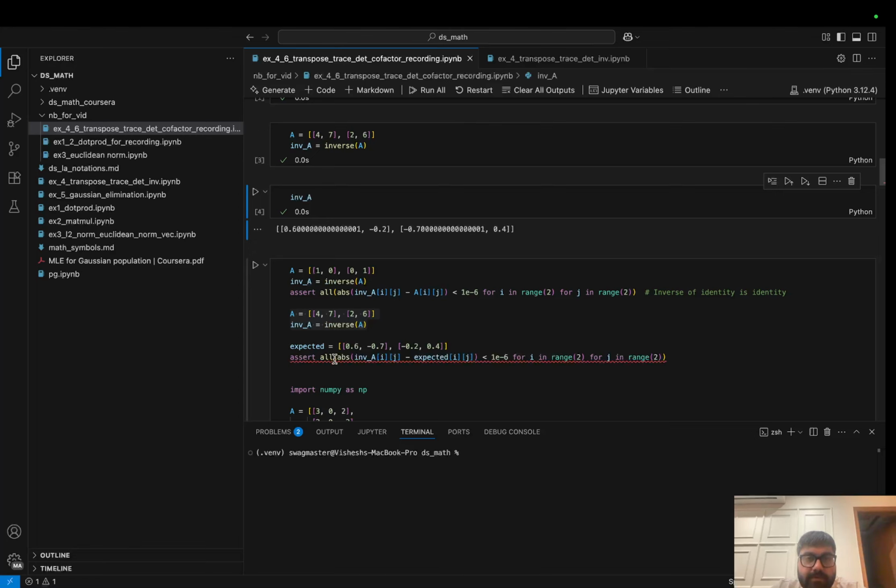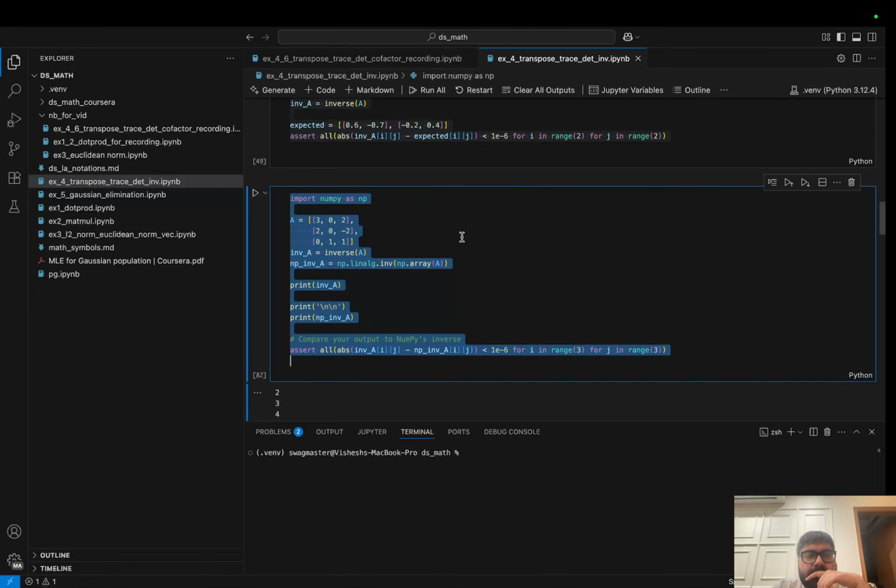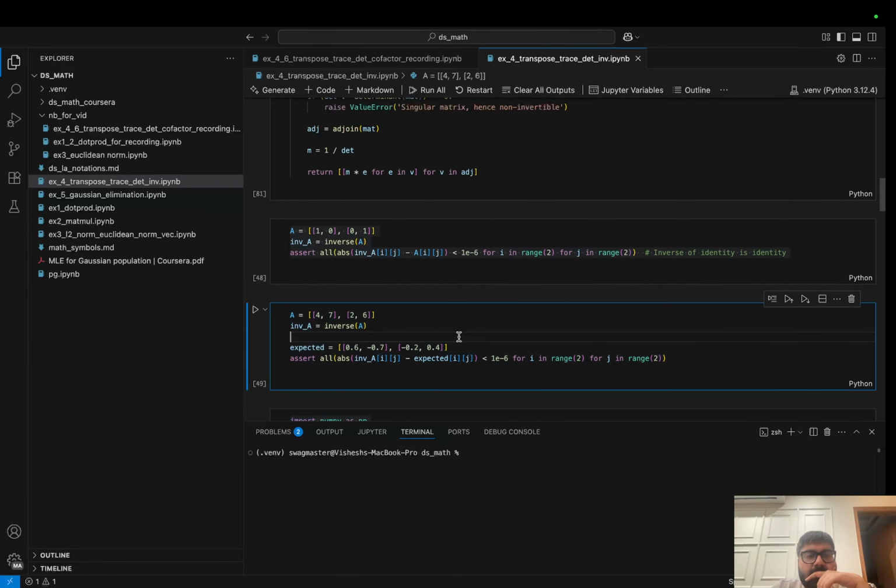Okay, 0.6001, negative 0.2, negative 0.7.4. This is the inverse of... okay.